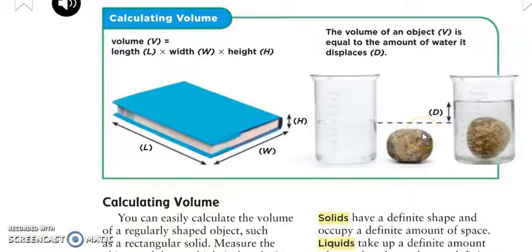Okay guys, however, some objects have irregular shapes and cannot be measured easily with a ruler. So you can find the volume of such objects by using water displacement. Look, this rock has an irregular shape. So I can't take the length or the width or the height for this rock, so I can use water displacement to measure the volume.